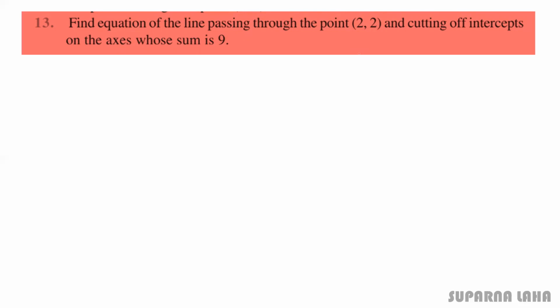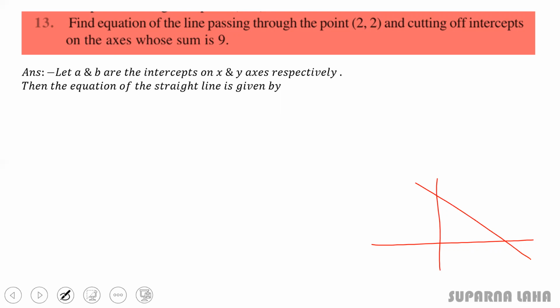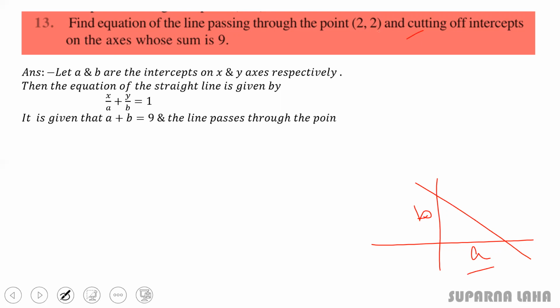So if the intercepts are a and b, it's given that a plus b equals 9. So the equation, if these intercepts are a and b, according to the question, a plus b is 9, and the intercept form of the equation is x by a plus y by b equals 1. So you have two conditions, and another condition is that it's passing through this point 2, 2.